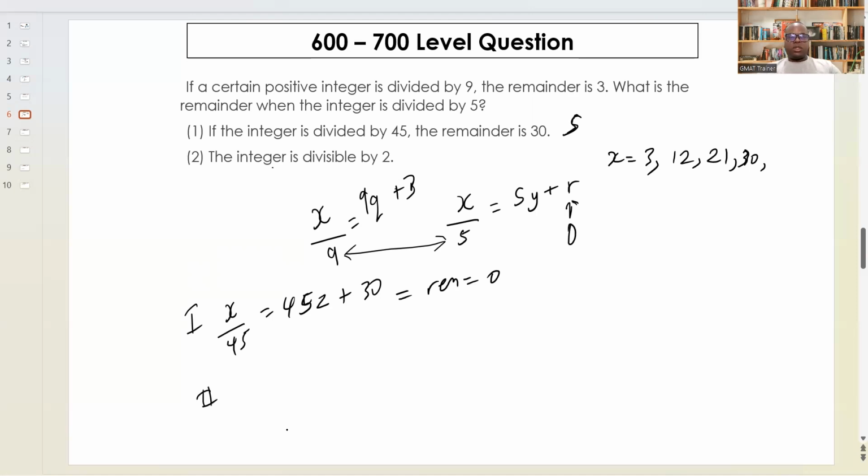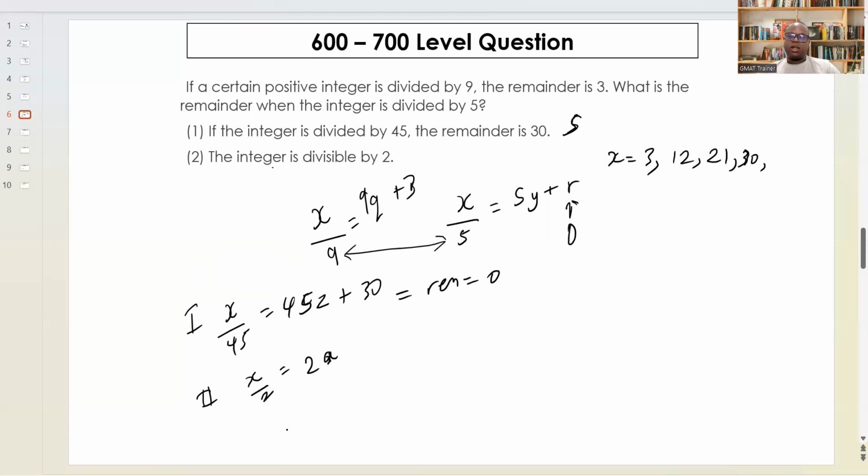The integer is divisible by 2. Now, if the integer is divisible by 2, it means it is even. So x divided by 2, let's say 2a, because a can be any value. x is equal to 2a, and the remainder is 0. So that is what we have.